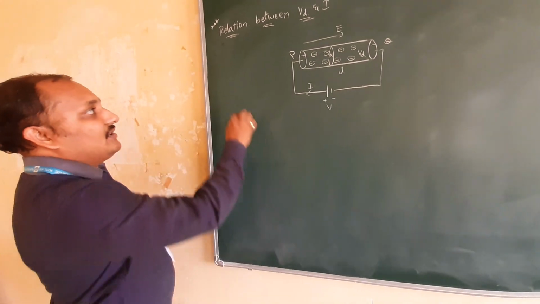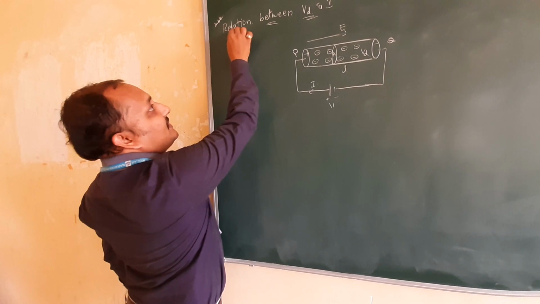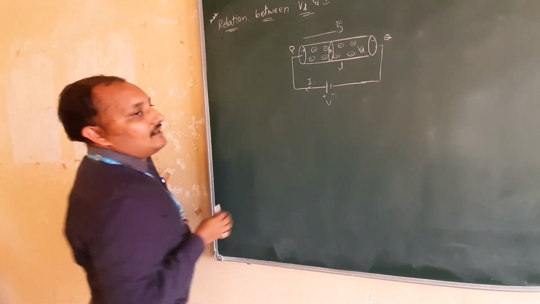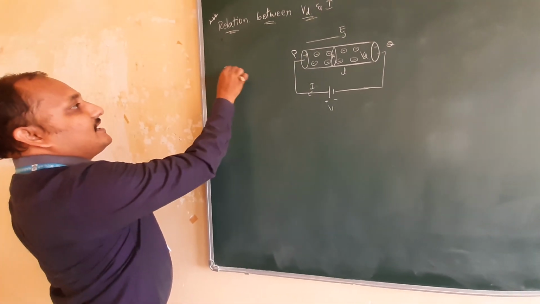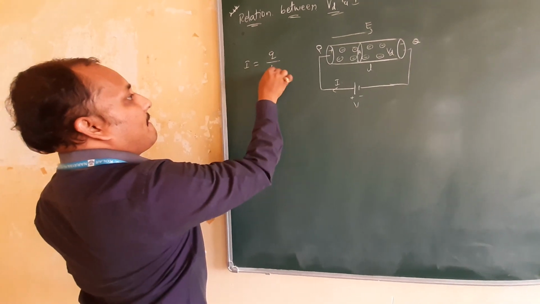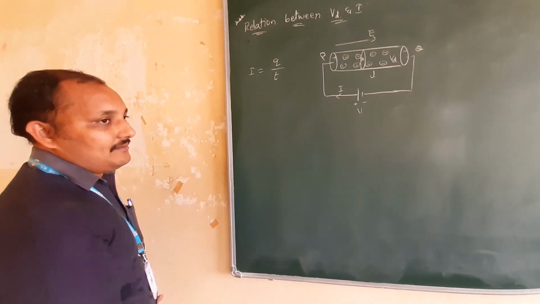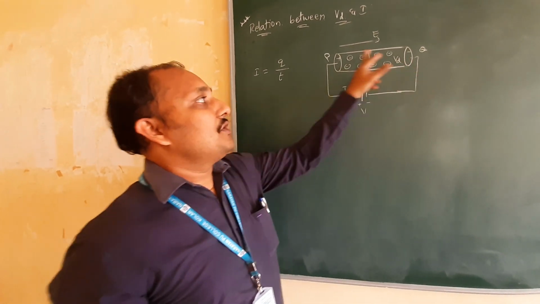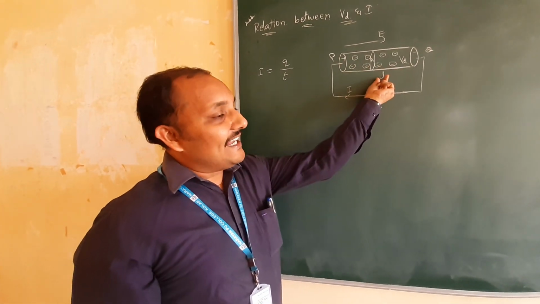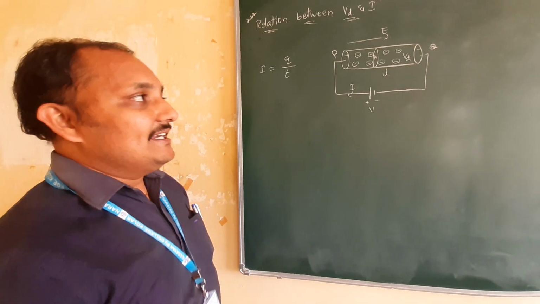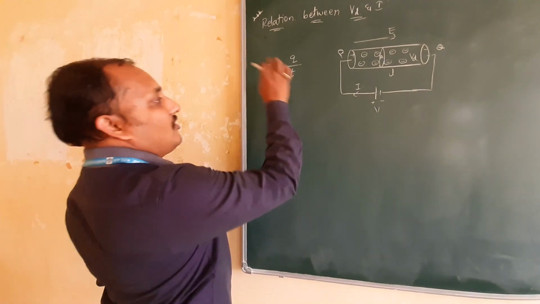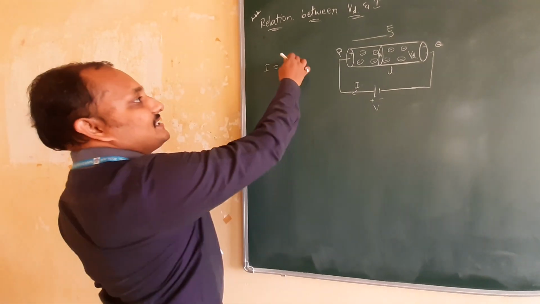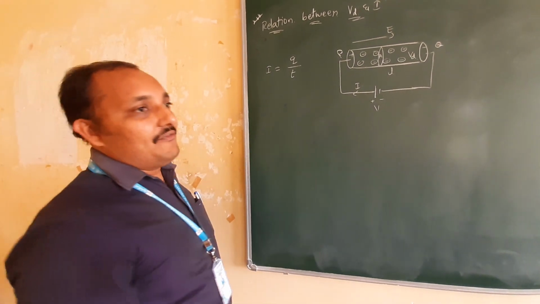What is the definition of current? Because we are going to get the relation between drift velocity and current. What is the current definition? I is equal to Q by t. Here t means the time taken by the electrons to move from Q to P. To cover this length L, how much time is it going to take? That is nothing but the time taken. So what is the charge? The charge we are going to find now.